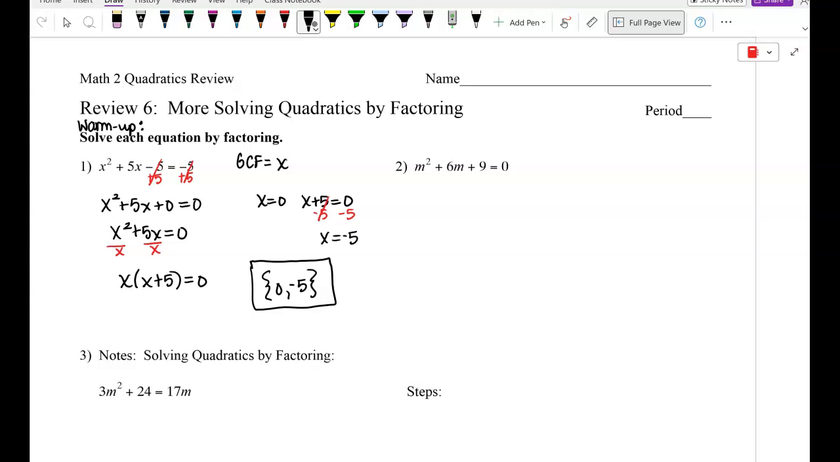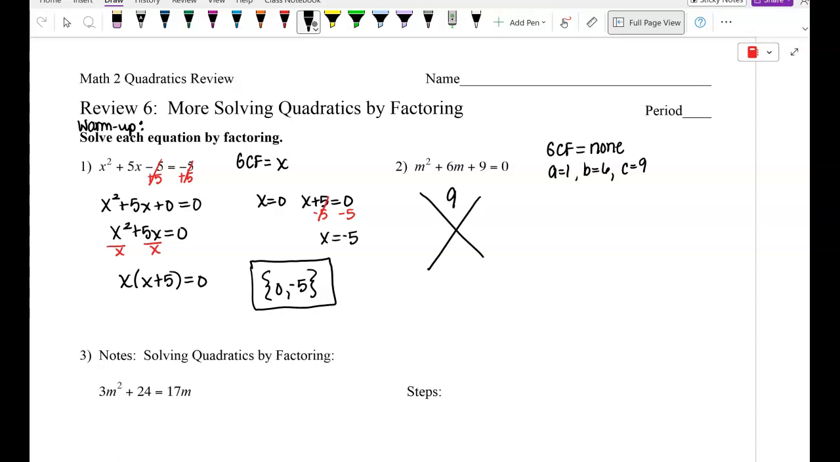Number 2, m squared plus 6m plus 9 equals 0. Now, the first step is already done. The left-hand side is in standard form. The right-hand side is equal to 0. So I don't have to move anything around. So I can go straight to my GCF. Is there a greatest common factor for m squared plus 6m plus 9? No, there's nothing they all have in common, so there isn't one. So here a equals 1, b equals 6, c equals 9.